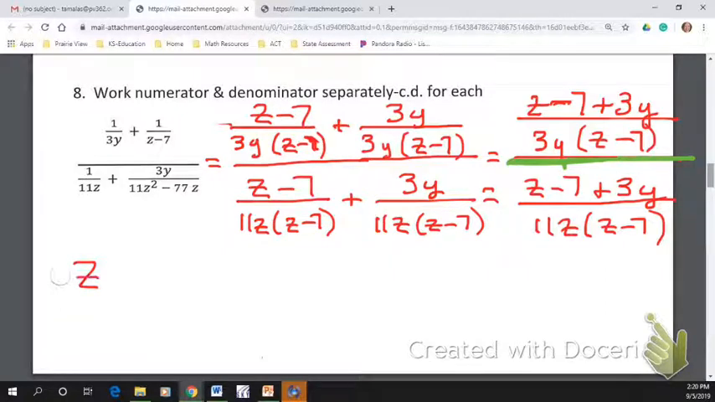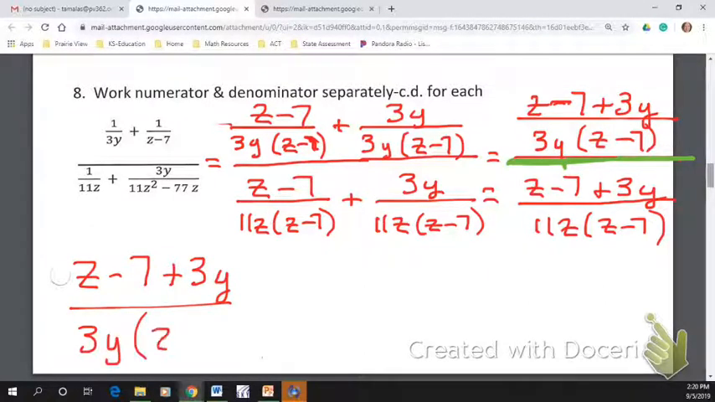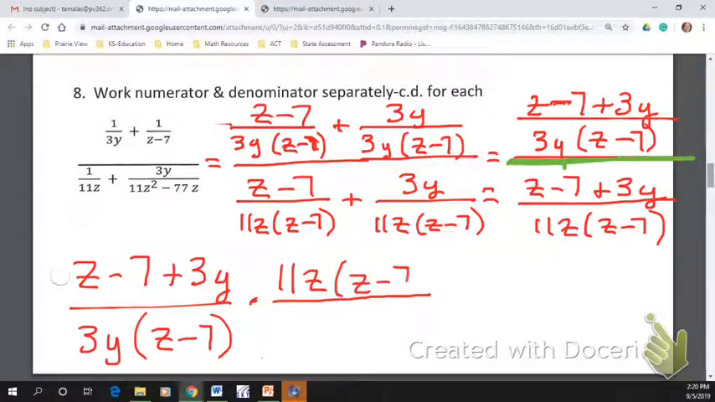Look at that. Z minus 7 plus 3y all over 3y times z minus 7 is going to be multiplied times the flip of the denominator, which is 11z times z minus 7 over z minus 7 plus 3y. So all of a sudden, writing neatly becomes somewhat important.